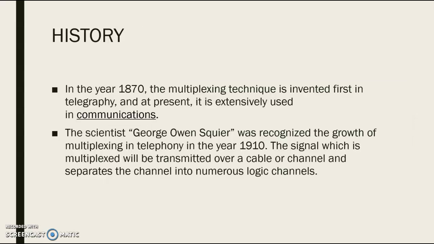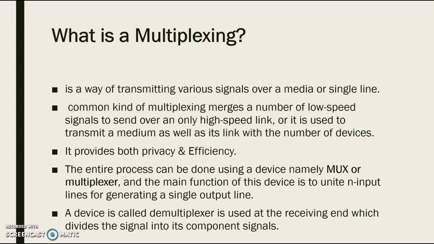So, what is its history? In the year 1870, the multiplexing technique was first invented in telegraphy, and at present, it is extensively used in communications. Scientist George Owen Squier recognized the growth of multiplexing in telephony in the year 1910. The multiplexed signal will be transmitted over a cable or channel, which is separated into numerous logical signals.